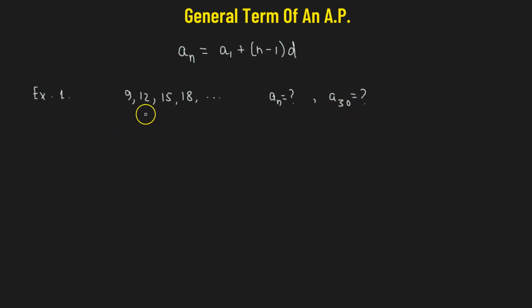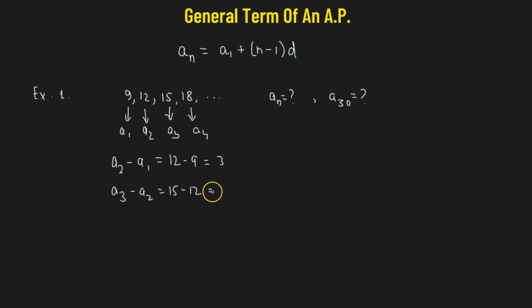First things first, we will verify whether this is an arithmetic progression or not. Here, this 9 is our first term, a1. Our second term is a2, which has a value of 12. The third term is a3 with a value of 15, and the fourth term a4 has a value of 18. If we subtract a1 from a2, a2 minus a1 is 12 minus 9, which gives us a value of 3. For a3 minus a2, this is 15 minus 12, which gives us a value of 3. And a4 minus a3 gives us 18 minus 15, which is equal to 3.